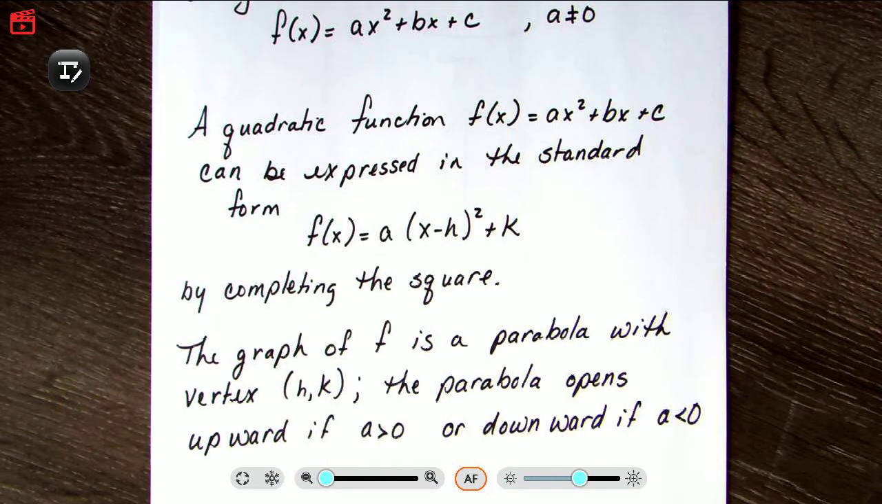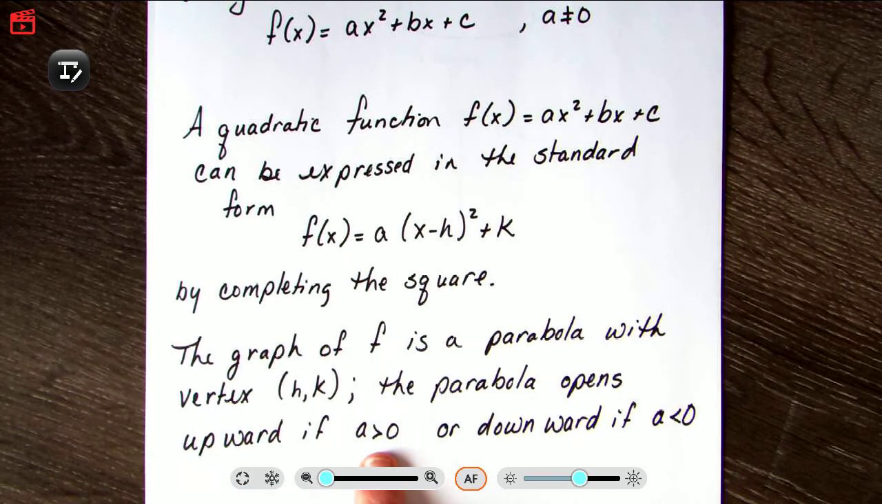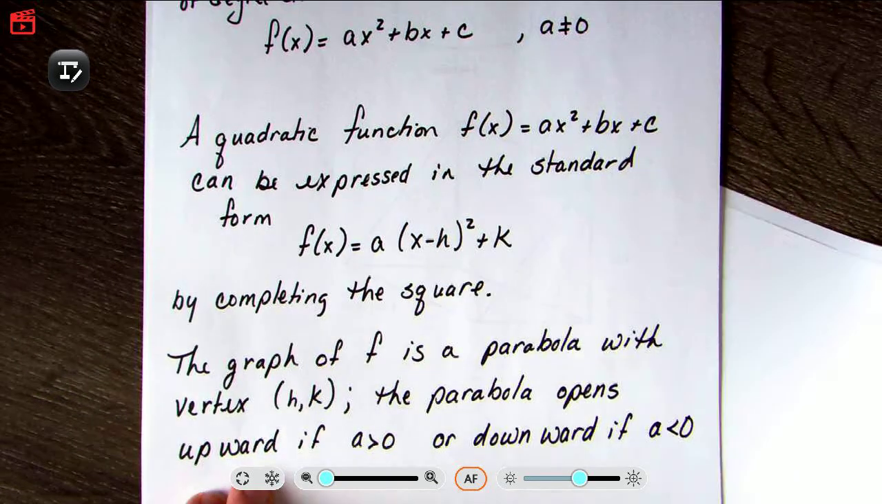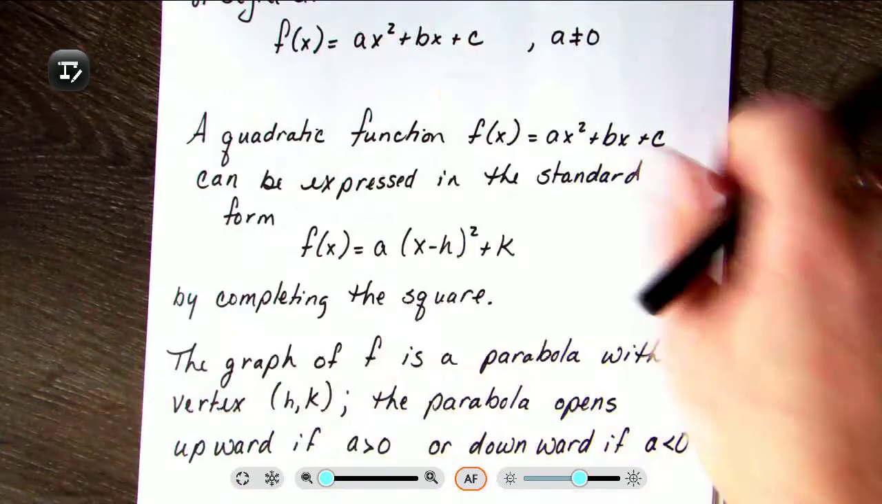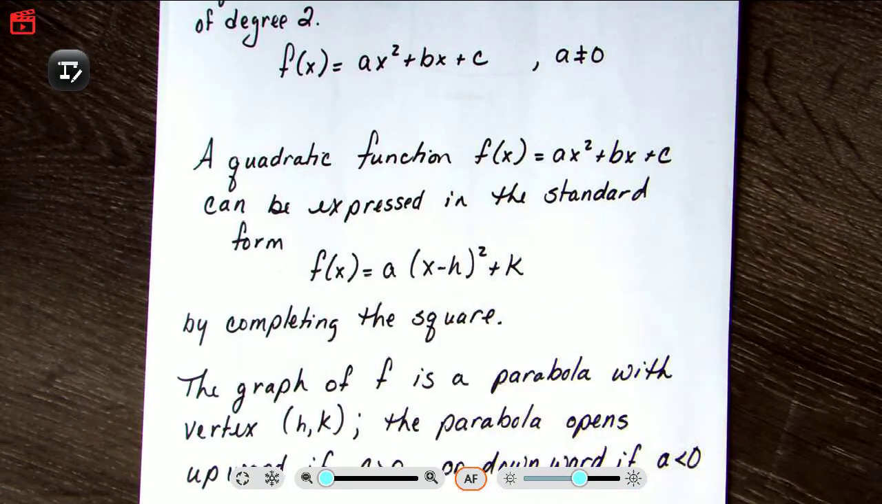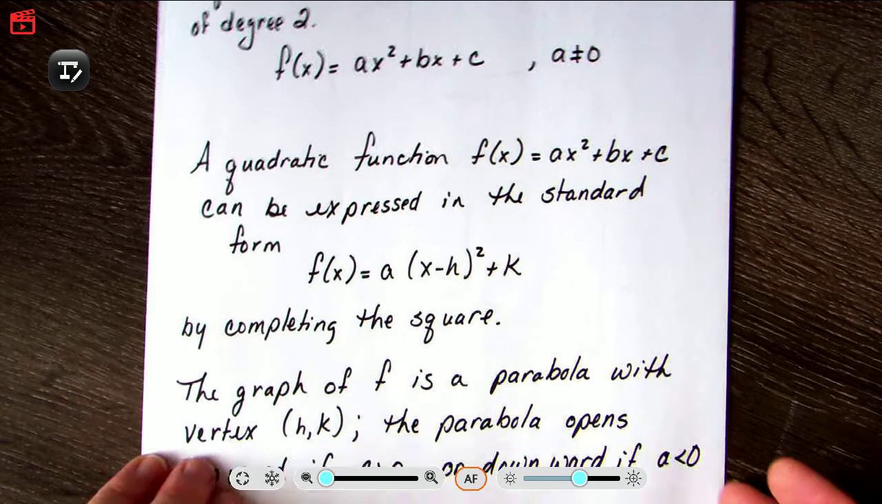Furthermore, if a is positive, it's going to open upwards. If a is negative, it's going to open downwards. And we're going to spend a little bit of time, okay, a lot of time, actually getting some of these into that standard form, learning how to go through that, completing the square, and then graphing a rough sketch of what these things look like. So that's where I want to start.